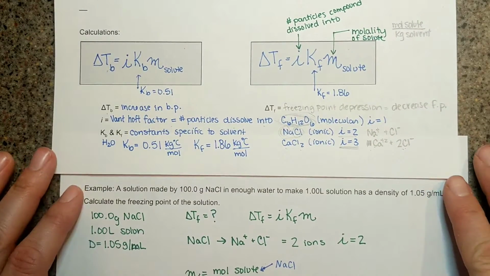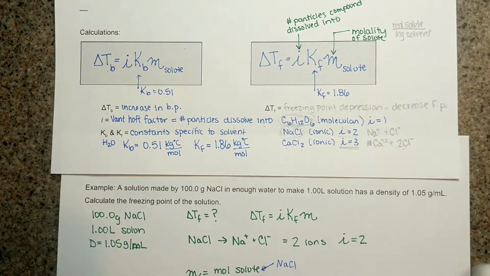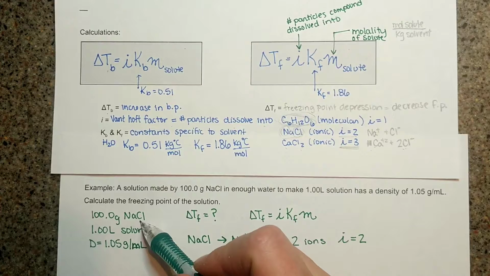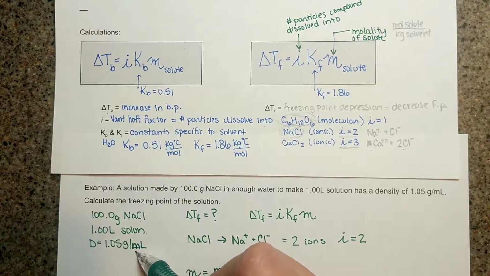So I want to know if a solution is made by 100 grams of sodium chloride in enough water to make 1 liter of solution. It has a density of 1.05 grams per milliliter. I want to therefore calculate the freezing point of the solution. So given to me in my equation, I have my mass of my salt, my volume of my solution, and my density of the solution.